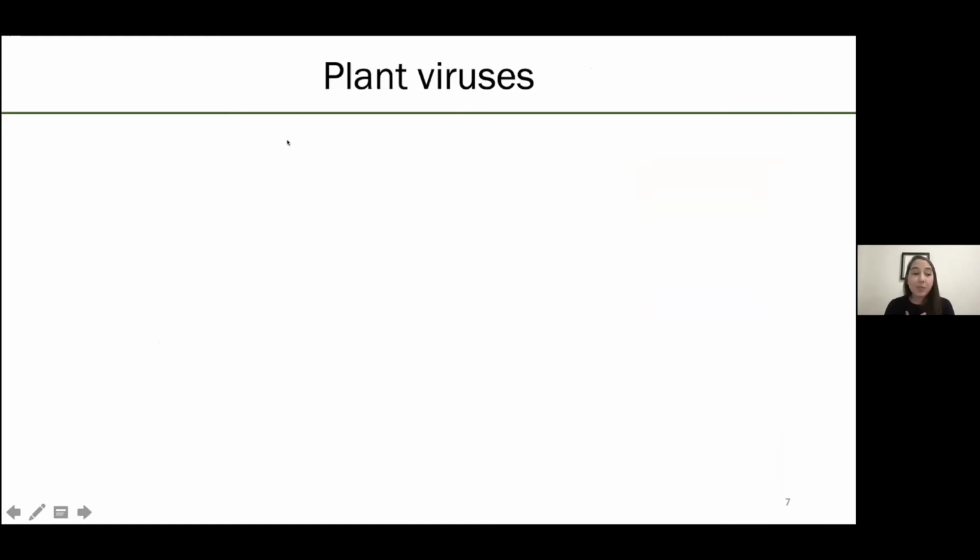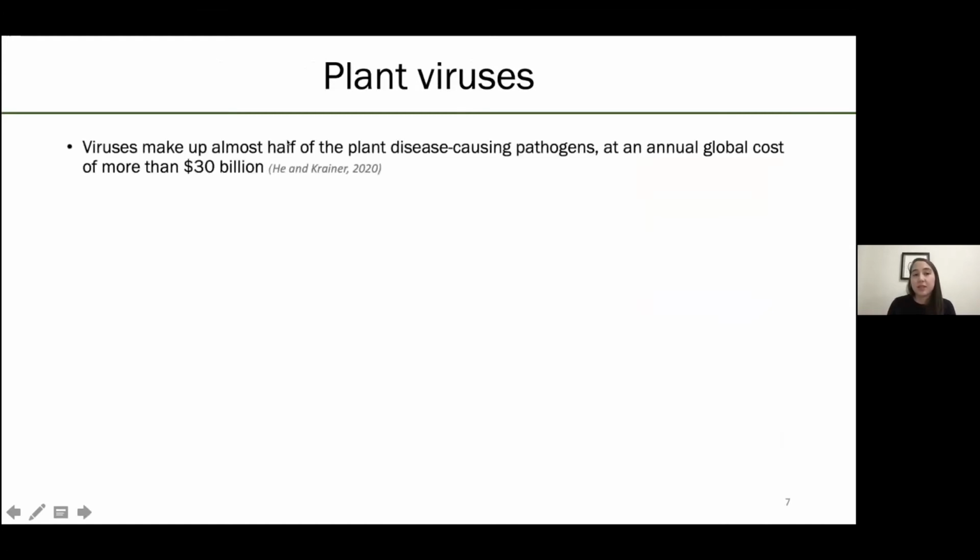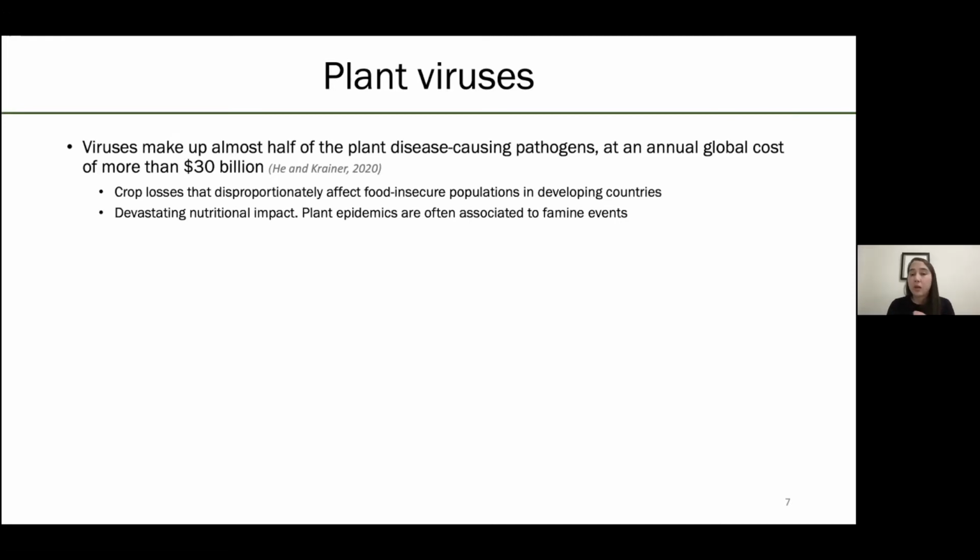So I particularly study plant viruses, and I would argue that although they're not as famous as animal viruses, they are just as important, if not more important. Plant viruses make up almost half of the plant disease causing pathogens, and they cost us around $30 billion yearly to control. These crop losses are, of course, disproportionately affecting food insecure populations in developing countries, which causes a devastating nutritional impact. And so plant epidemics are often associated with famine events.